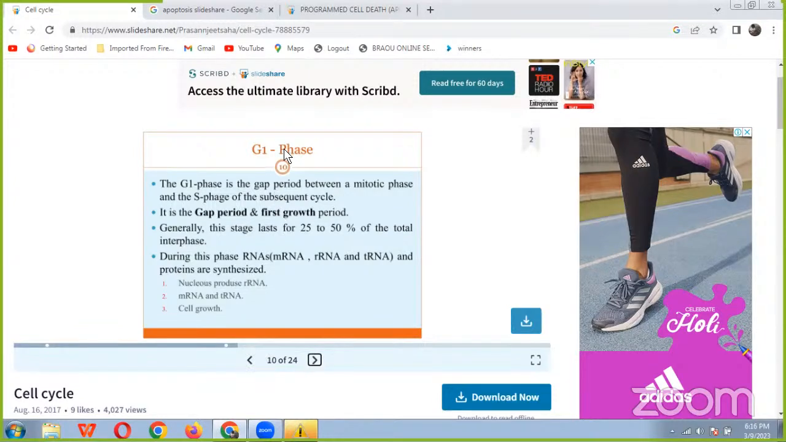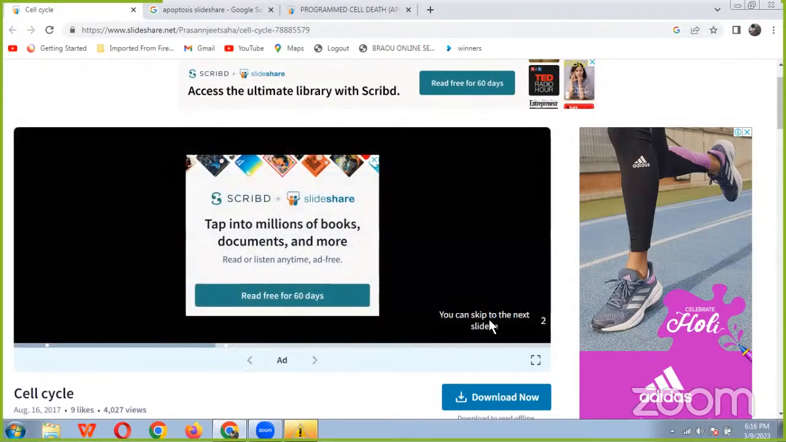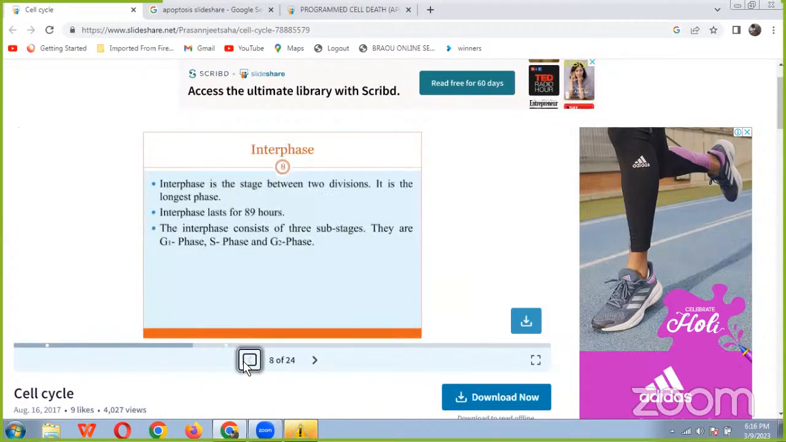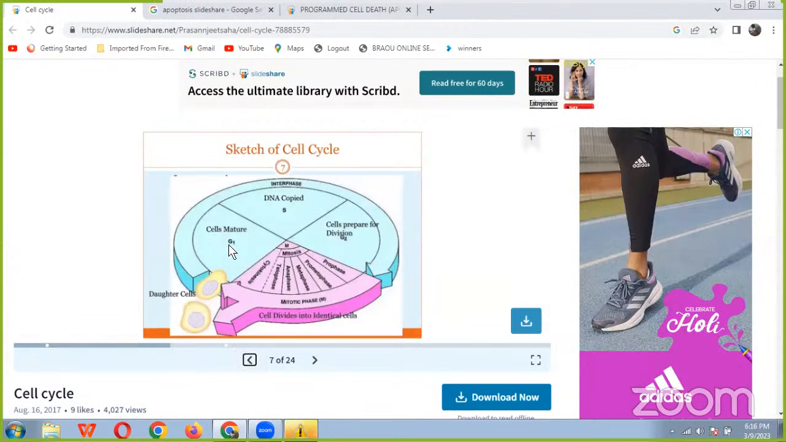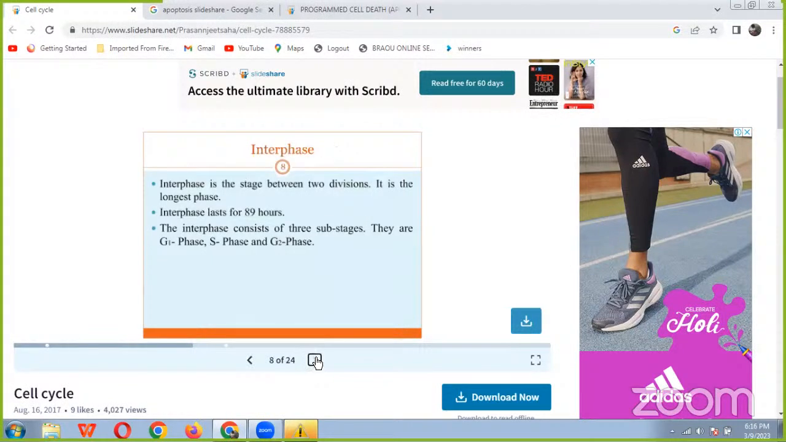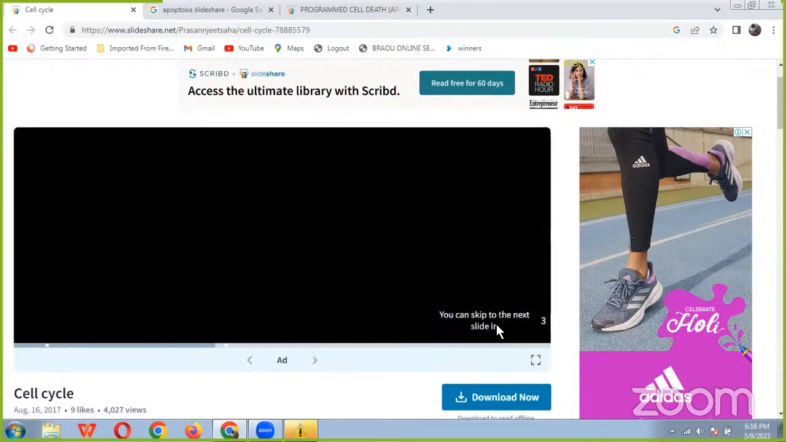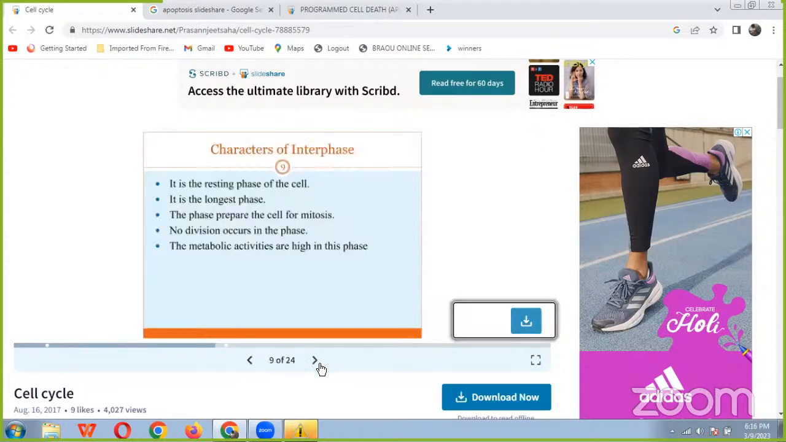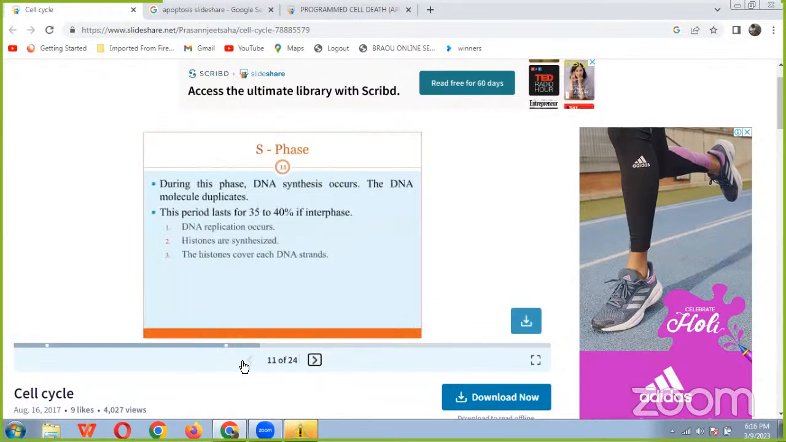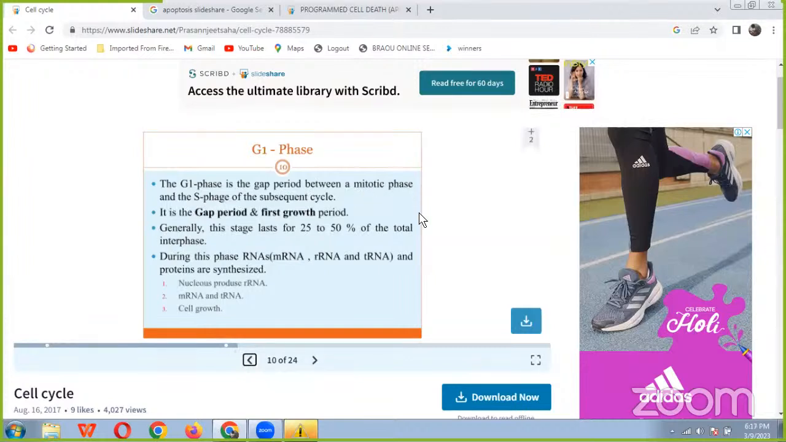G1 is the gap period between the mitotic phase and the S phase of the subsequent cycle. It is in between mitotic division and the synthesis phase. The G1 phase is typically the longest cell cycle phase. In the G1 phase, RNA synthesis and protein synthesis are carried out.